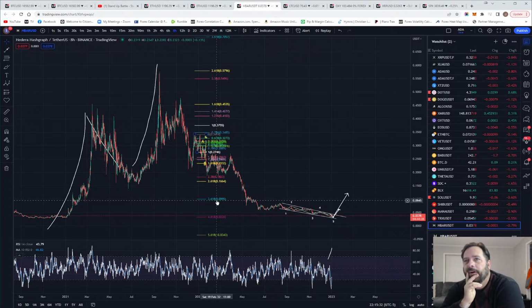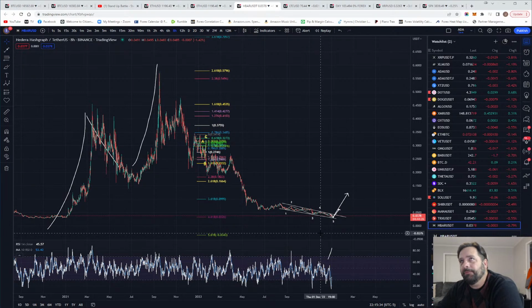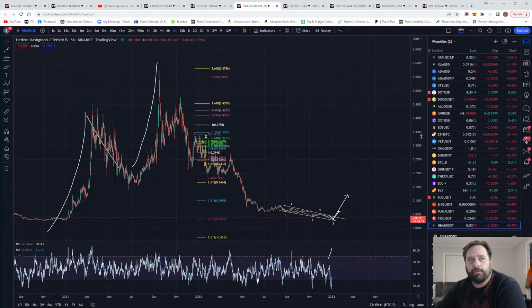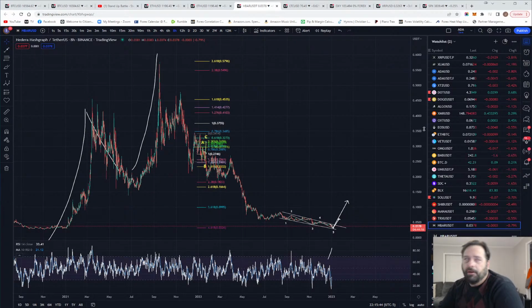So yeah, I think H bar is a good buy. I think ADA is a good buy and good buy zones. It doesn't mean we're at the definite bottom, but man, it certainly looks really good. What we're seeing. My dog's back there looking.